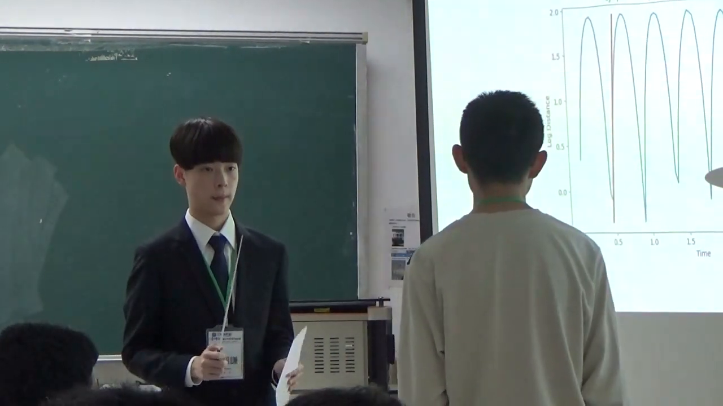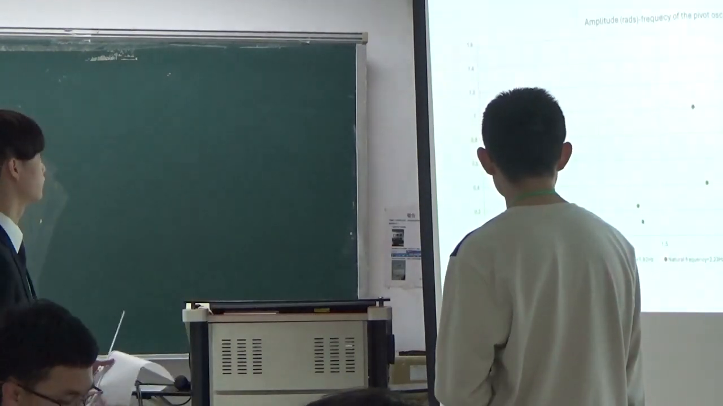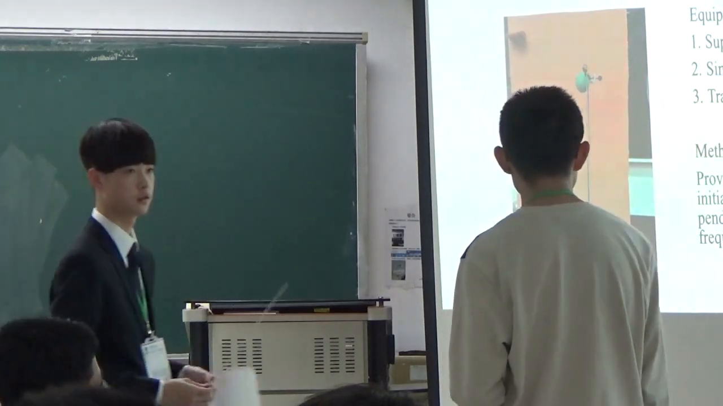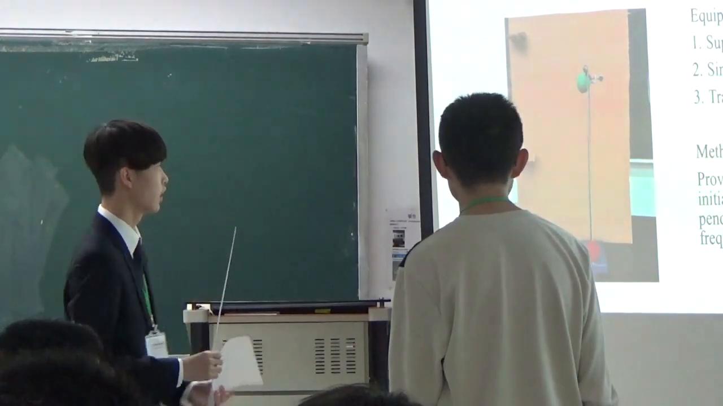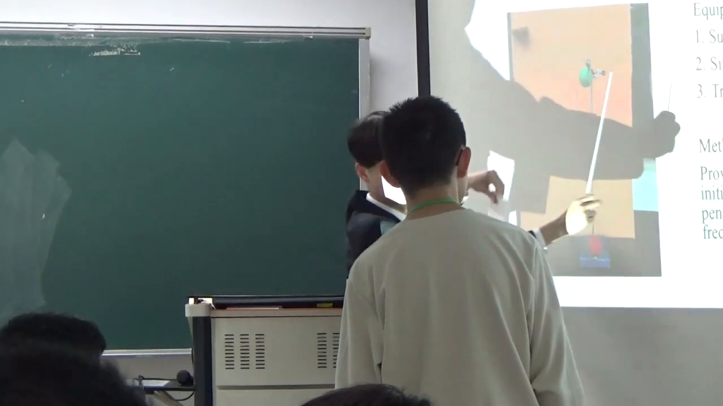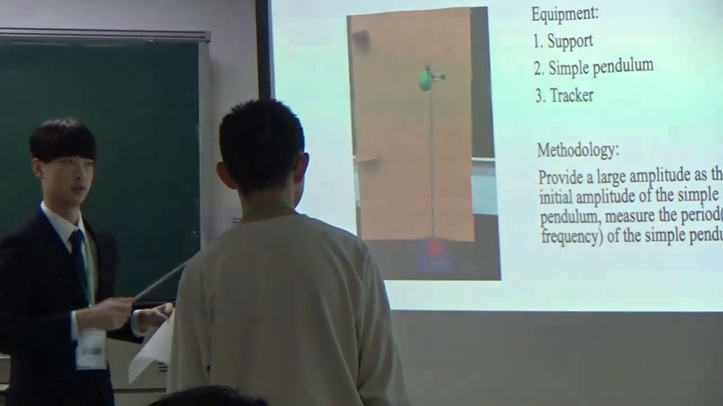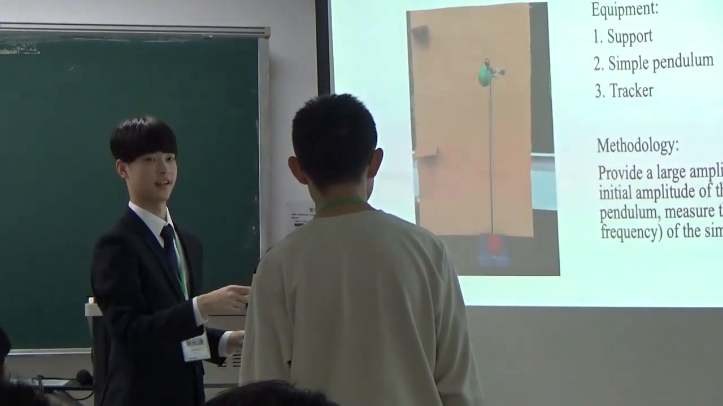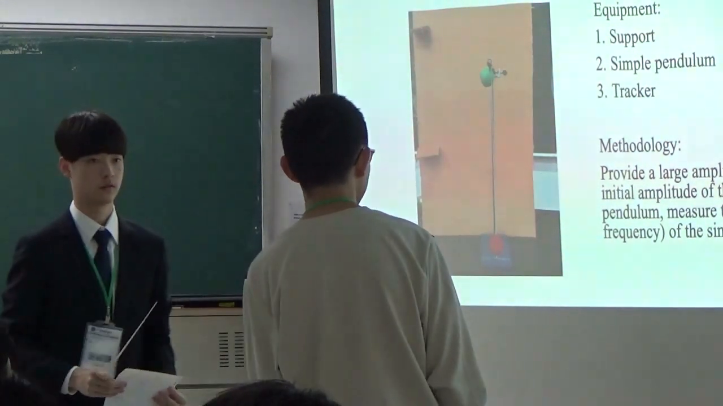Next question about experiment 3. Right here. Natural frequency. Can you explain how you do the experiment? Okay, I give a large fixed angle, then release it and use the tracker to record its frequency or period. Okay, can I see the graph? Okay.